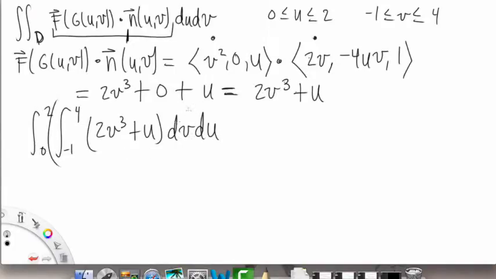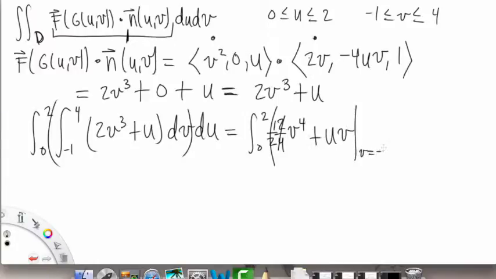So let's do the inner integral first. And we're just going to solve this double integral. So we have 0 to 2, and then if we integrate with respect to v, we get 2v to the fourth divided by 4. So that's a 1/2 in front here. Plus u times v, as v goes from -1 up to 4. And then a du here.